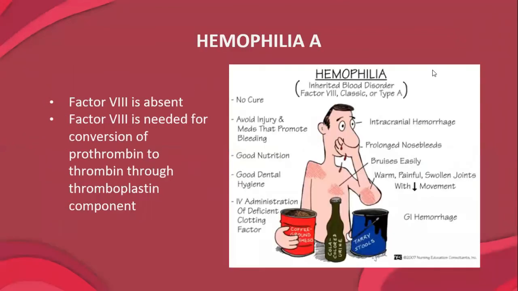So there are two types of common hemophilia. First is hemophilia A, which is also known as type A or classic hemophilia. Factor 8 is absent, which is needed for conversion of prothrombin to thrombin to thromboplastin component. So these are the usual signs and symptoms of it. So there is prolonged nosebleed, bruises easily, intracranial hemorrhage, warm, painful, swollen joints with decreased movement.